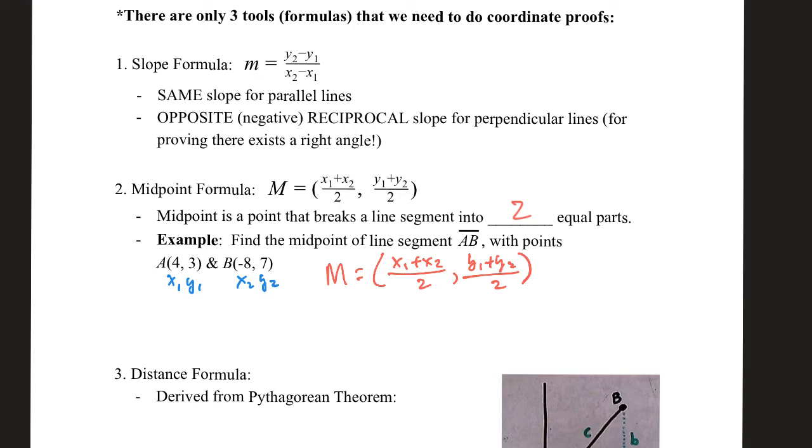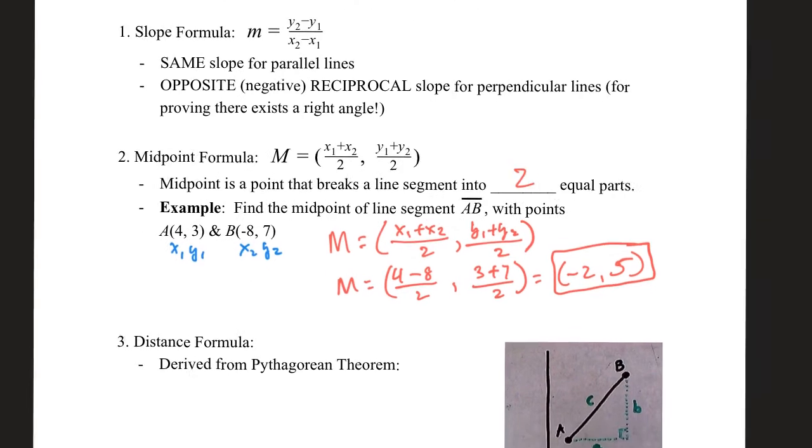Now I can just plug in. X1 is 4. I am adding a -8, or just subtracting 8. My y's are 3 plus 7, divided by 2. And this is going to give me a midpoint of 4 minus 8 is -4, divided by 2 is -2. 3 and 7 is 10. 10 divided by 2 is 5. All right, not terrible. We've been doing that.